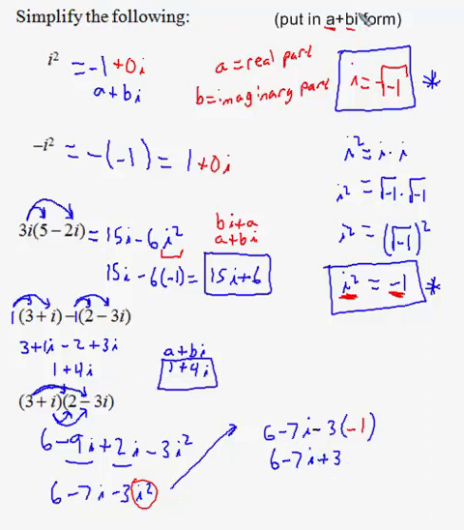i can only be raised to the first power. If it's ever being raised to the second, make the substitution. So here we have 6 plus 3 is 9, and you're left with 9 minus 7i. And again, that is in a plus bi form, where my real part a is 9, and my imaginary part b, the coefficient on i, is negative 7. So if you want, a would be 9. My imaginary part b would be negative 7. We box that answer, and that's basically it for this one.